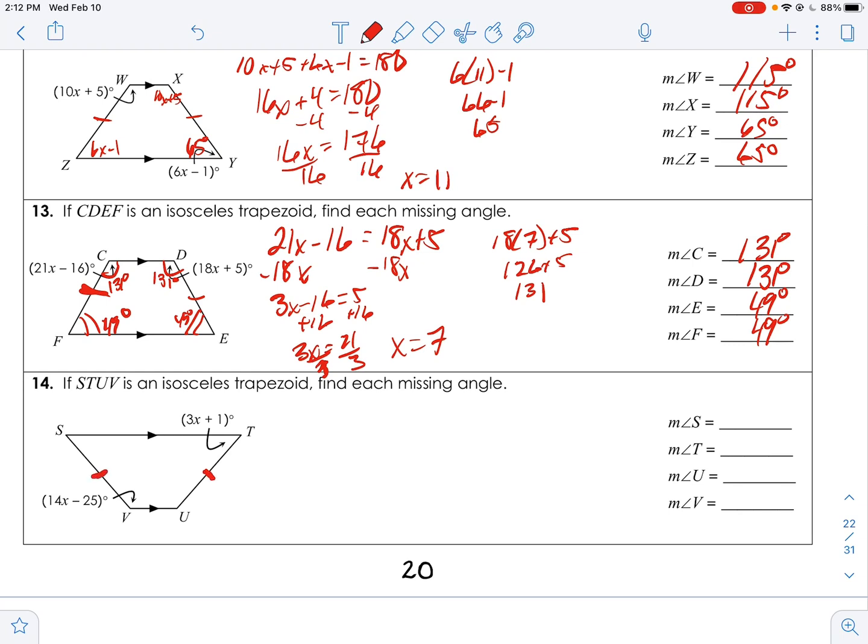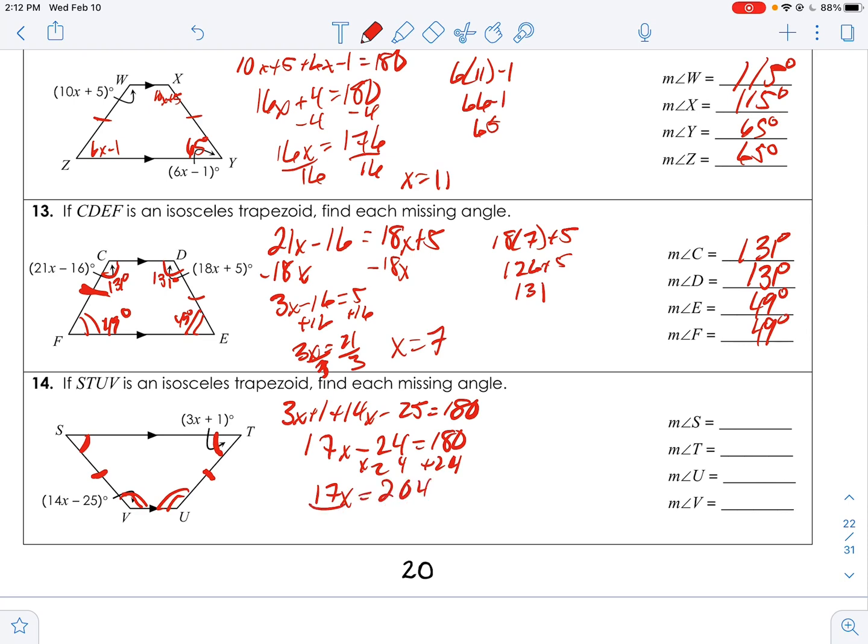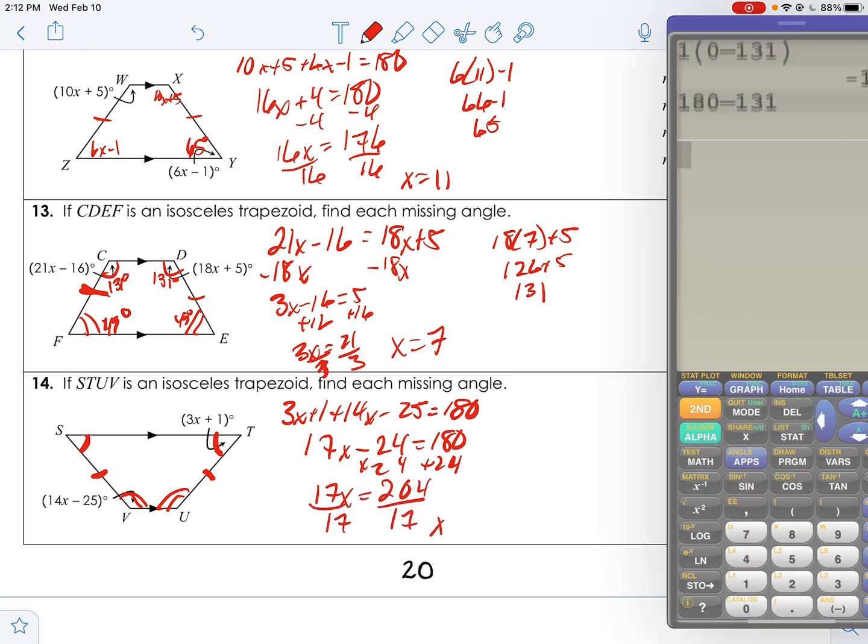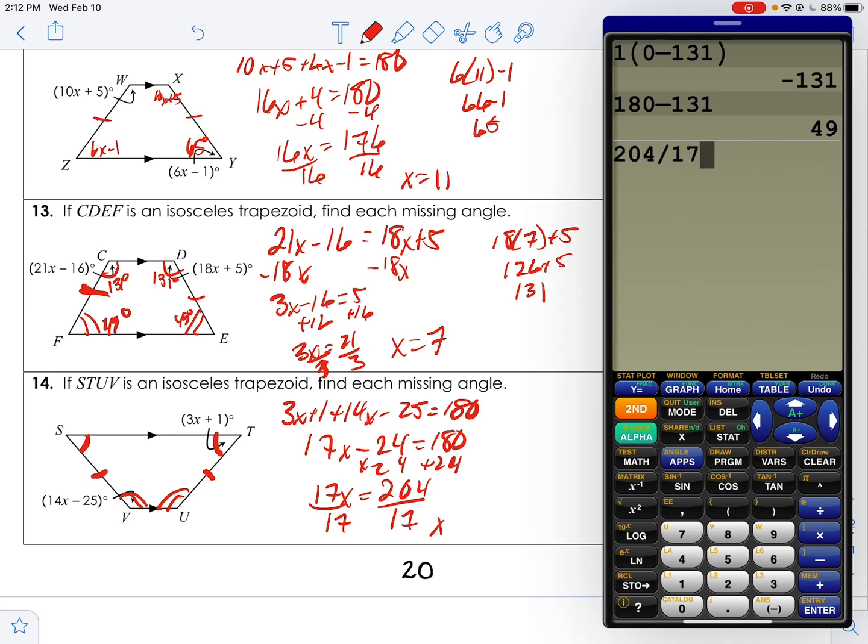We know that this is the same. It looks a little upside down because the bigger side's on the top, but that's okay. I'm going to go ahead and mark these since we got it wrong on the last one. Twofer, twofer. So they're not the same hash marks, so that means they are supplementary this time. So 3x plus 1 plus 14x minus 25 should equal 180. So 17x minus 24 equals 180. Let's add 24. So 17x equals 204, divided by 17. What is x? 204 divided by 17 is 12.